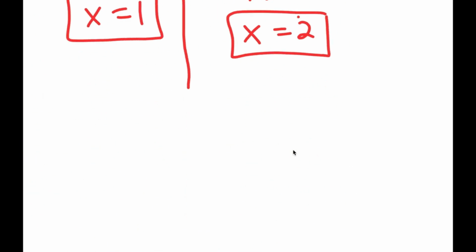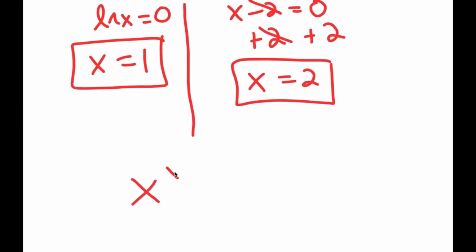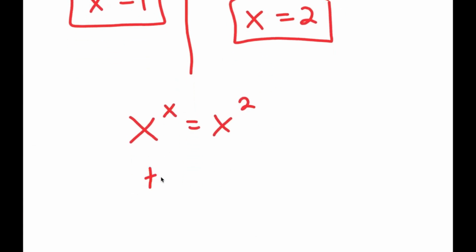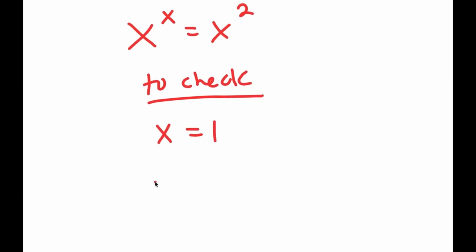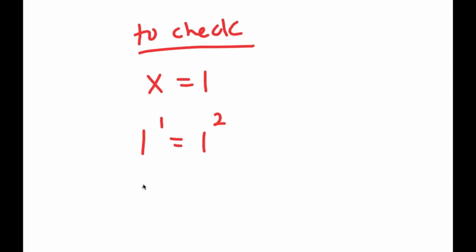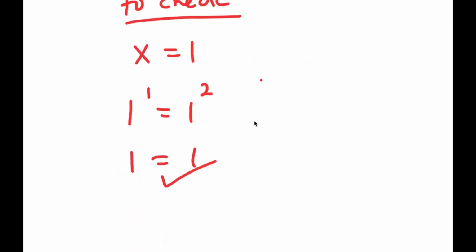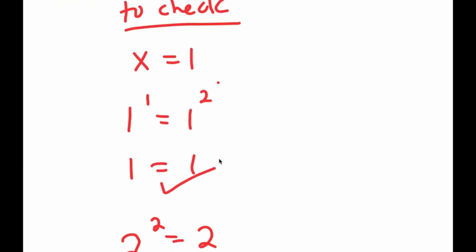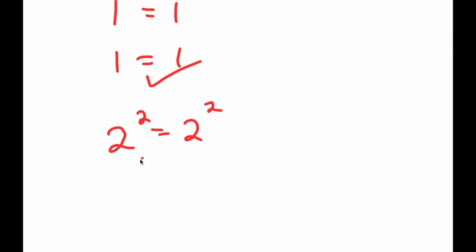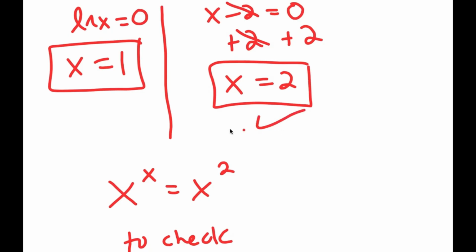Now, going back to the original equation, we have x to the power of x equals x to the power of 2. So to check, I'm going to first start by plugging in x equals 1. So if I plug in x equals 1, I get 1 to the power of 1 is equal to 1 to the power of 2. 1 to the power of 1 is 1, and 1 to the power of 2 is also 1. So this is right. Now if I plug in x equals 2, I get 2 to the power of 2 is equal to 2 to the power of 2. And 2 to the power of 2 is 4, 2 to the power of 2 is 4, so this is right as well, meaning my two solutions are right.